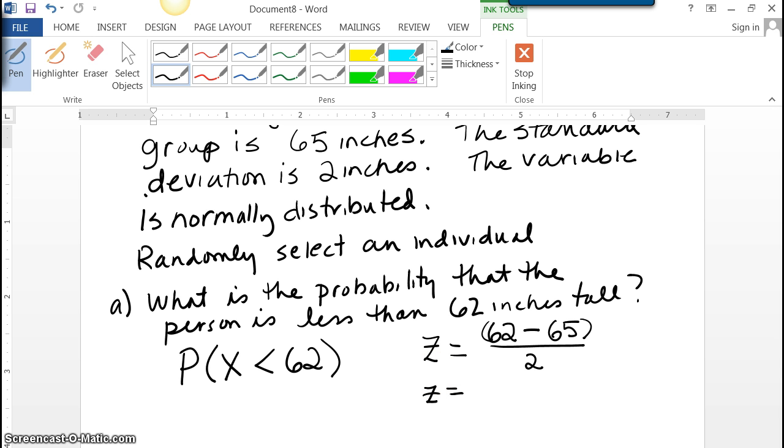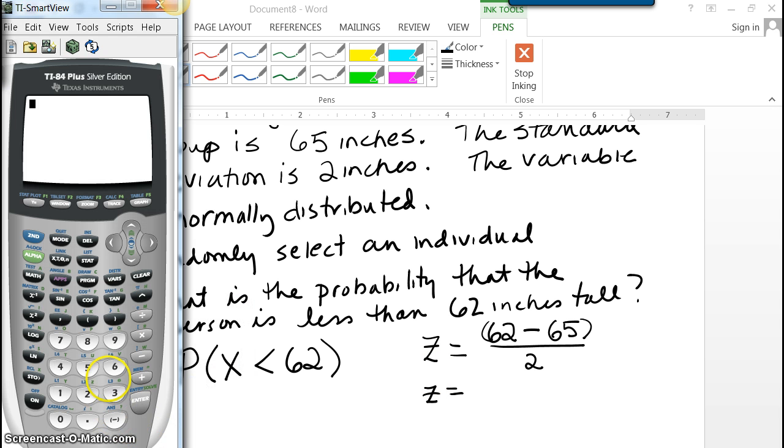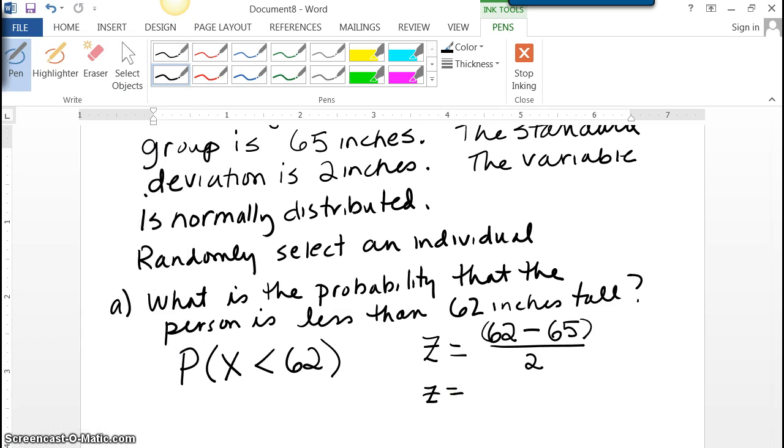So what you're going to do is take your calculator and take 62 minus 65. I'm keeping that in parentheses, and then I'm going to divide by 2. And then the z that I'm getting is a negative 1.5. And so if we would answer the question, what's the probability that z is less than a negative 1.5, we would also have the answer to what's the probability that the person is less than 62 inches tall.